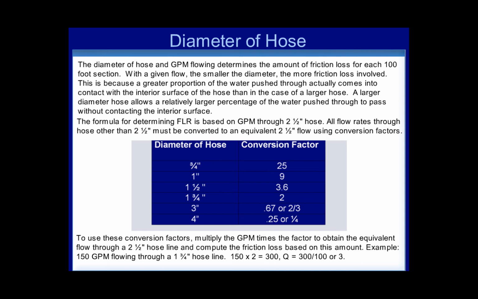Let's look at an example. If you have 150 GPM flowing through a 1 3/4" hose line, first you would take 150, multiply it by 2, which equals 300. Q would then equal 300 divided by 100, or simply 3.